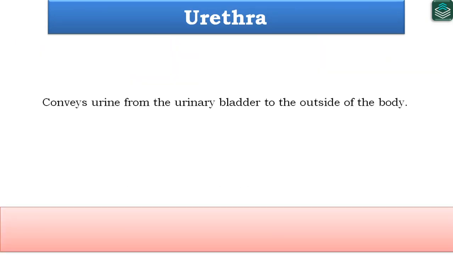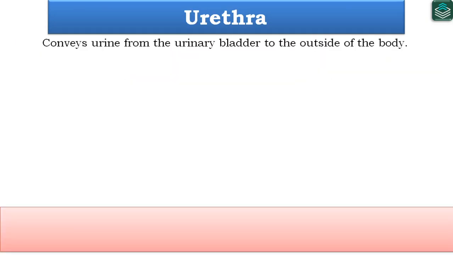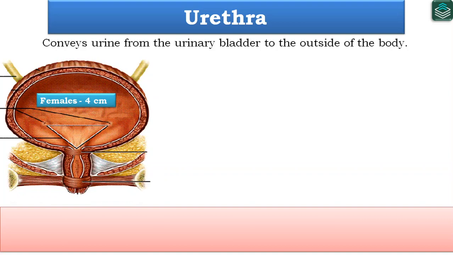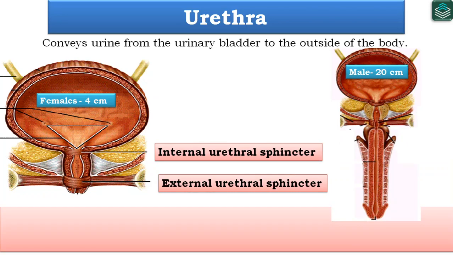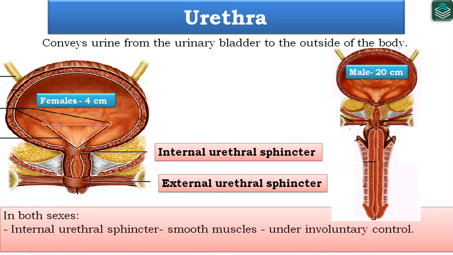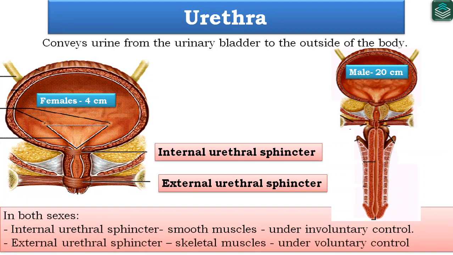Now from the urinary bladder, urine flows to the urethra, from where it is excreted out of the body. It is a small tube leading from the internal urethral orifice in the floor of the urinary bladder to the exterior of the body. In females it is about 4 cm long, and in males it is about 20 cm long. In both sexes it has 2 sphincters: internal urethral sphincter and external urethral sphincter. Internal urethral sphincter is made up of smooth muscle and is under involuntary control, whereas external urethral sphincter is made up of skeletal muscle and is under voluntary control.